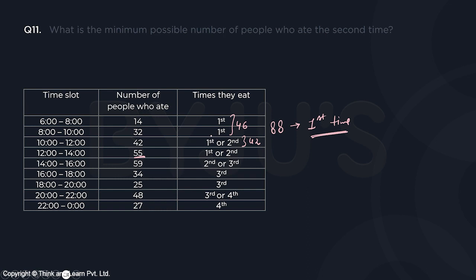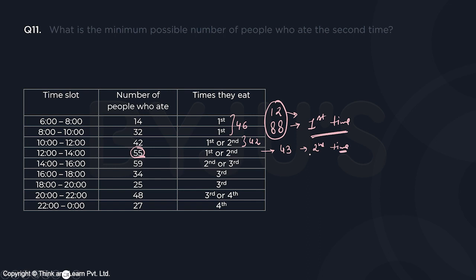The reason is I have only 100 people. So if I have only 100 people, how can more than 12 more people eat for the first time? That means from these 55, let us say 12 people ate for the first time. So now I have 100 people eating for the first time, and 55 minus 12, from here, 43 people ate for the second time.